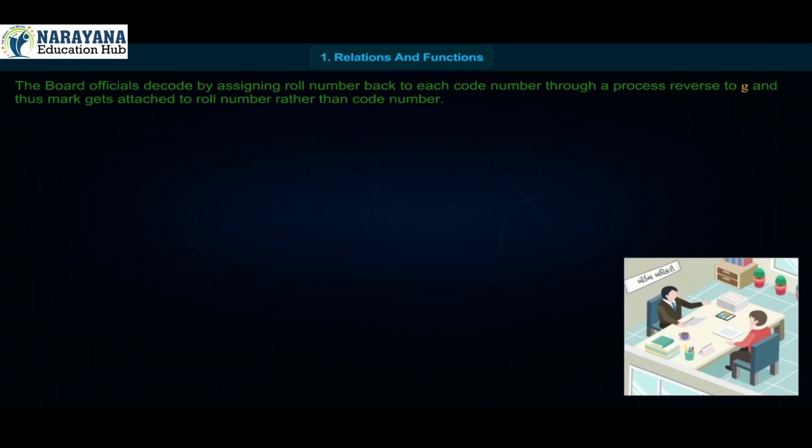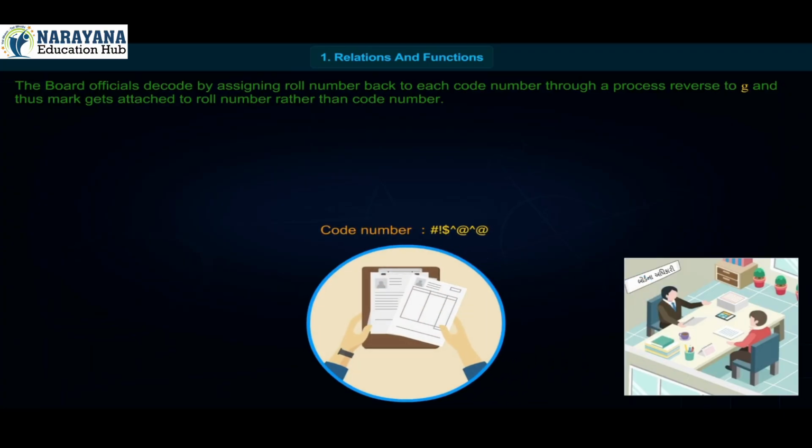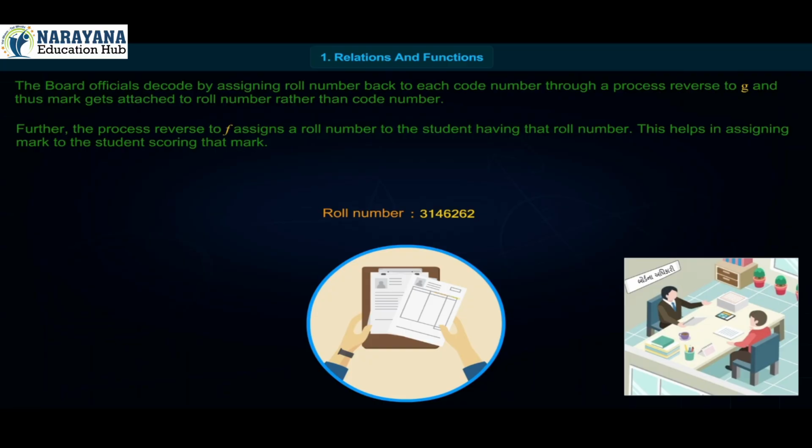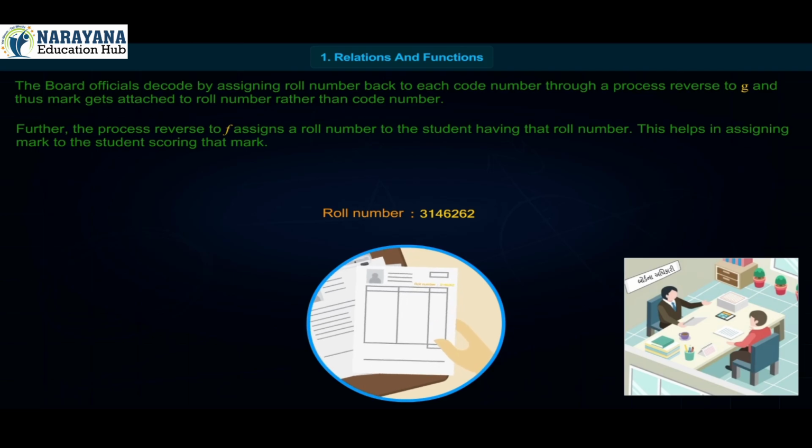The board officials decode by assigning roll number back to each code number through a process reverse to G, and thus mark gets attached to roll number rather than code number. Further, the process reverse to F assigns a student to the roll number. This helps in assigning mark to the student scoring that mark.